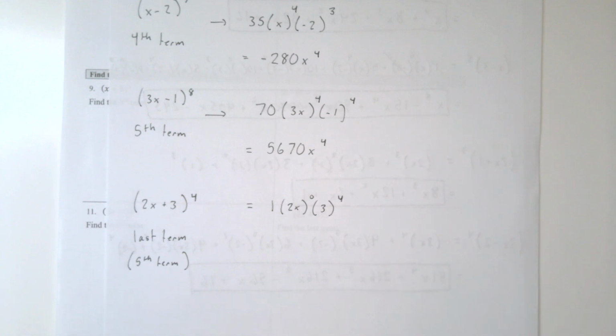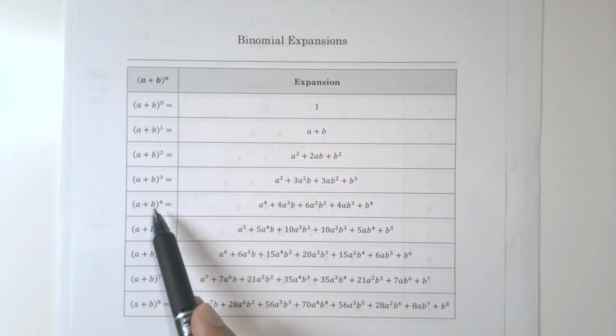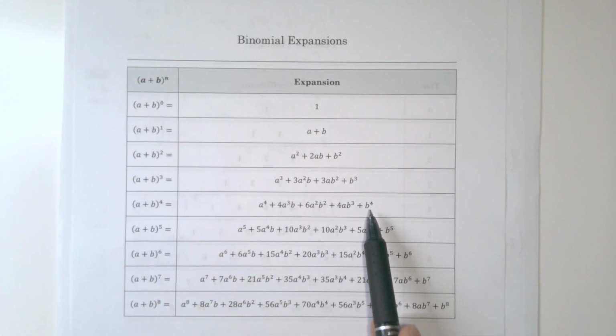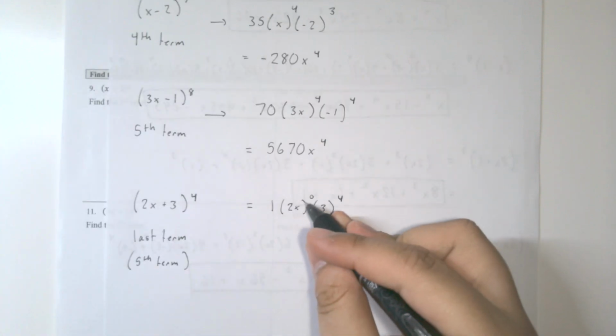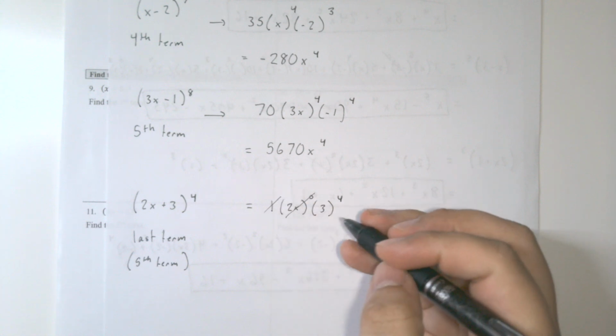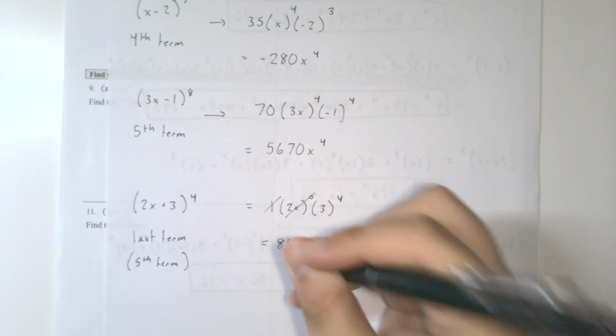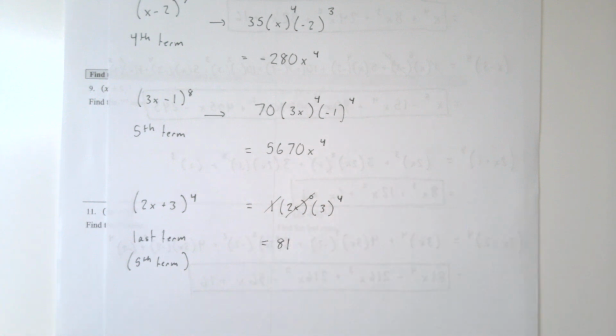And so even if we look at the expansions, that should make sense because anything with a binomial to the fourth power, the last term is just going to be b to the fourth power. And as mentioned earlier, anything to the zeroth we don't need because that's just 1, and this is a 1. So really, we're just trying to figure out what 3 to the fourth power is, which is 81. And so that is our final answer.